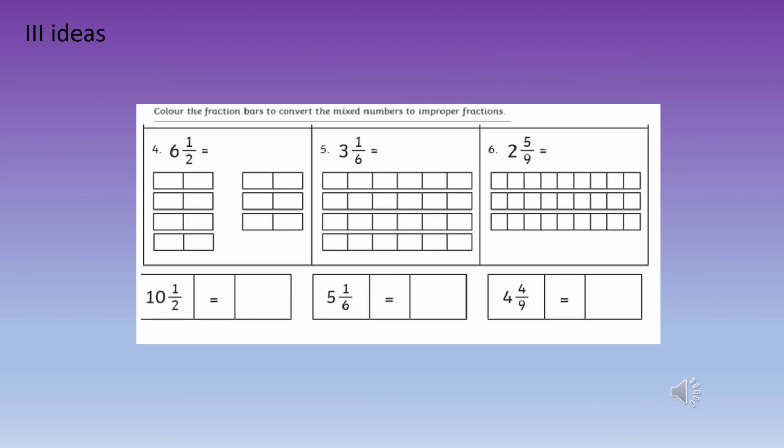If you're working at few ideas, for the first half of your task, you need to colour the diagrams to convert the mixed number fractions into improper fractions. So for the first question, you would colour in all of the first 6 diagrams, and on the 7th diagram, you would only colour in 1 out of 2 pieces. And then for the last 3 questions, you are converting those mixed number fractions into improper fractions, but without a diagram. Have a go.